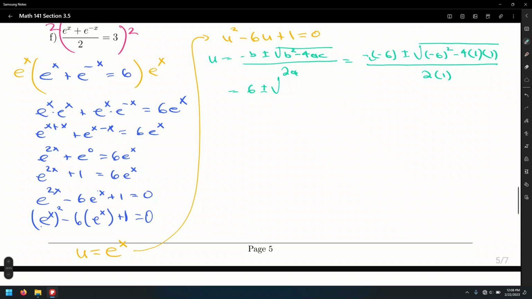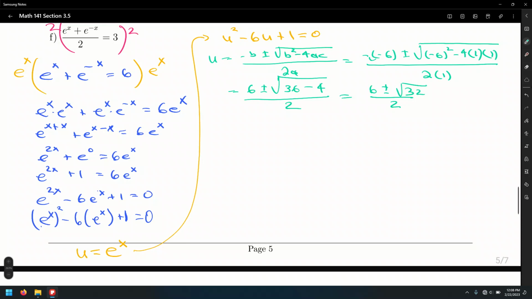Oh, 6 squared, that's a 36, right? And 4 times 1 is 4. And that's over 2. 36 minus 4, that's 32. 6 plus or minus square root of 32. And divide that by 2. And I know what you might be thinking of dividing out the 6 by 2. However, we can't do that just yet because we need to have another coefficient that goes evenly into 2.